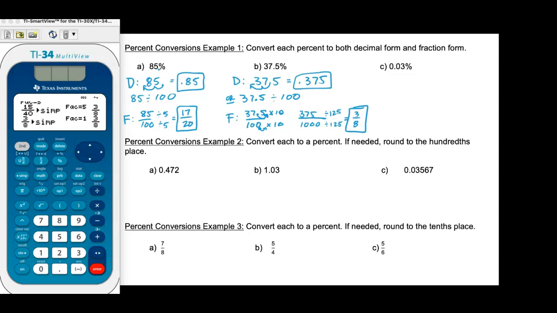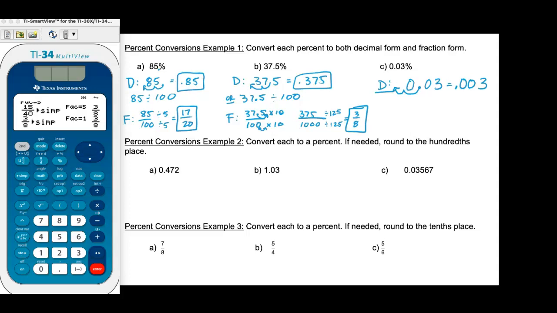Okay, so last one, we're going to do 0.03%, so I'm going to do the decimal. I write down my number, I don't write down the percent, and then I take my decimal and I move it to the left, and I get 0.003. I could also write 0.03.